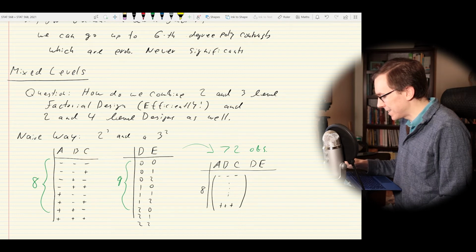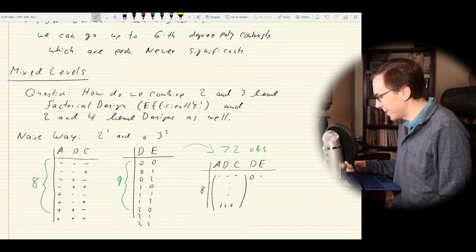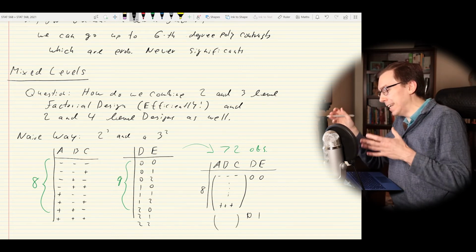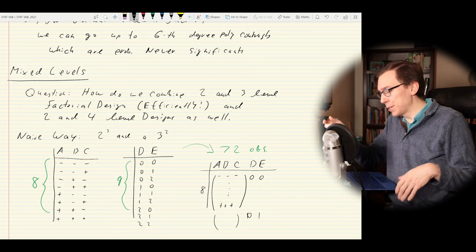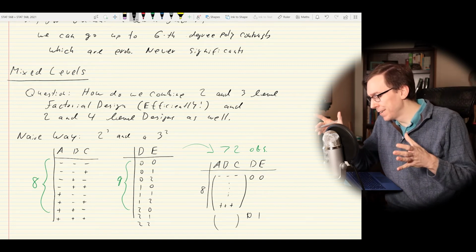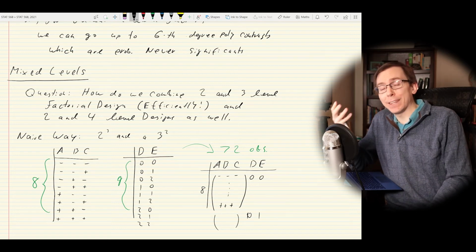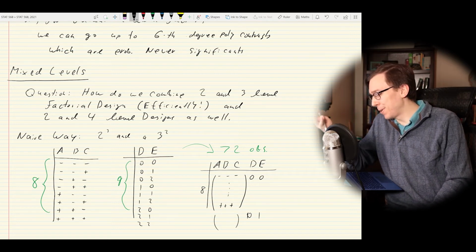So I would do this, say, for 0, 0, and then I would do it again for 0, 1, and I would have those 8 treatments in A, B, and C repeated. And this would take a total of 72 sample points to be able to do it this way. But the question is, can we get away with a smaller sample?